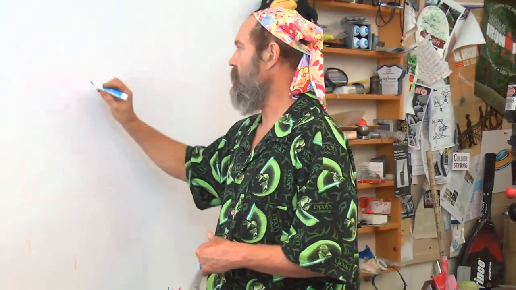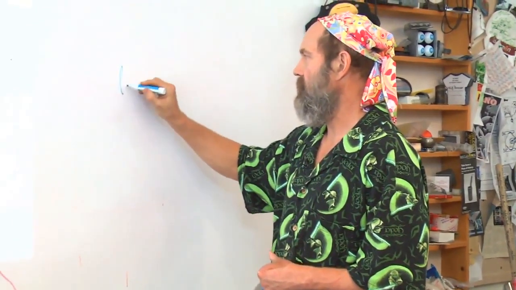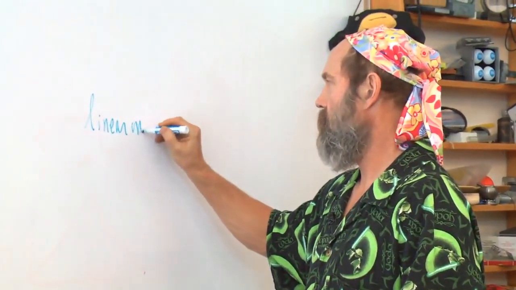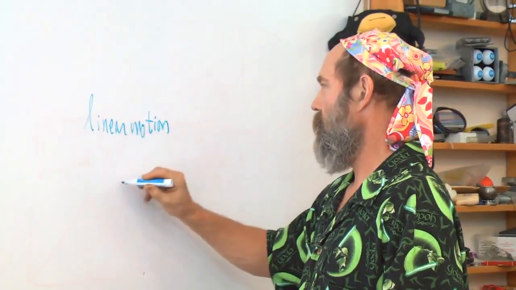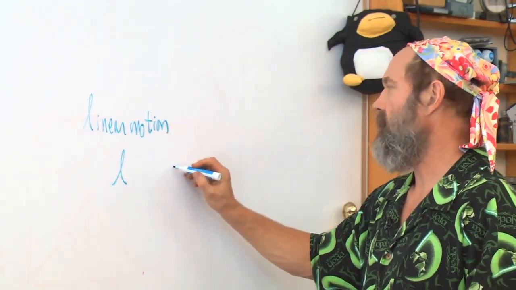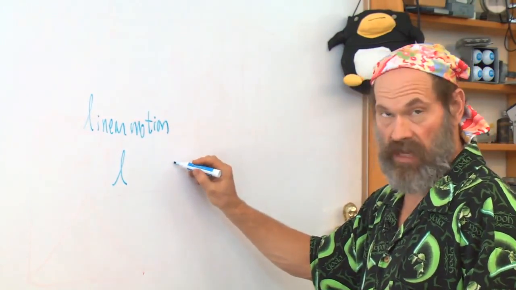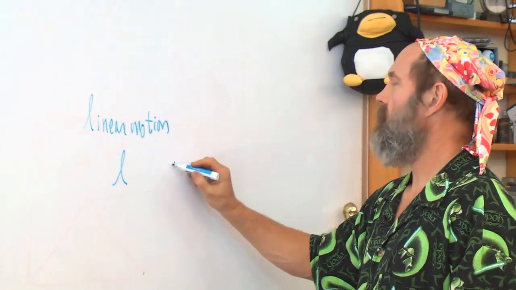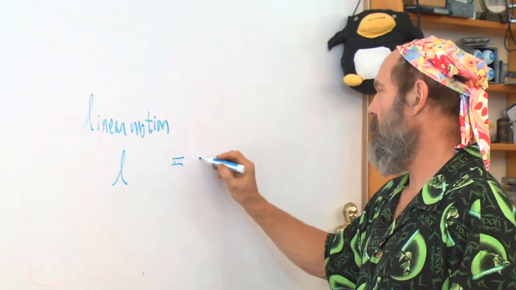Well, remember that we said that the linear motion, or the lead, is the distance that I travel forward when I go, how far? In one revolution.